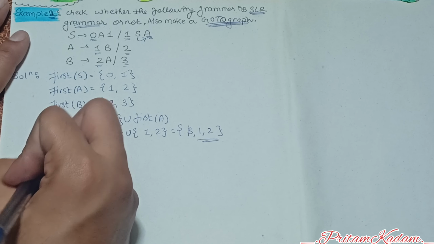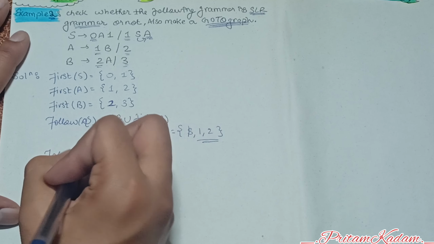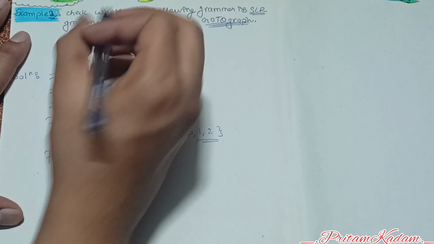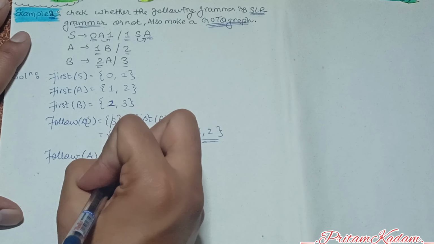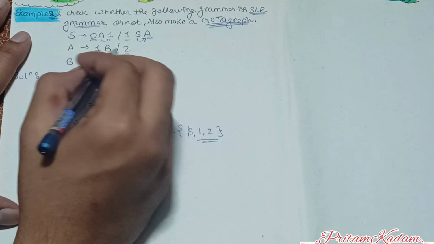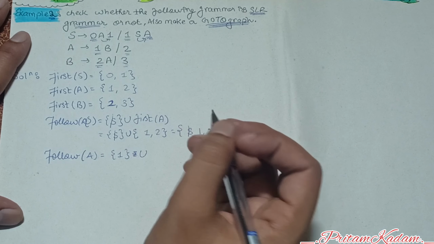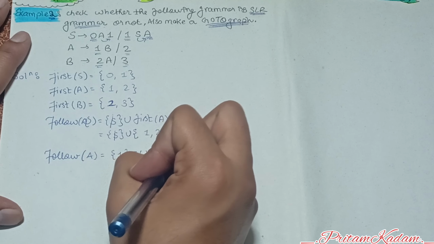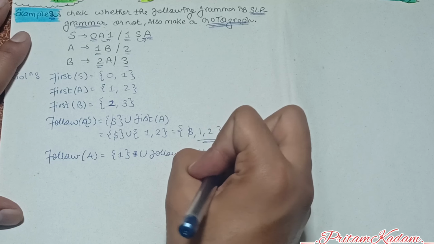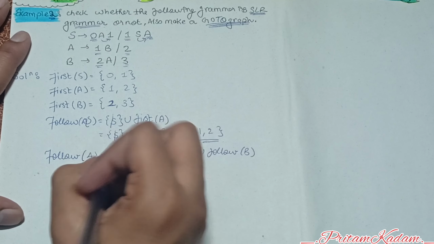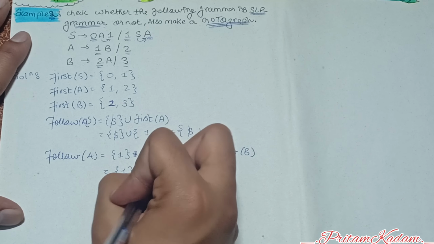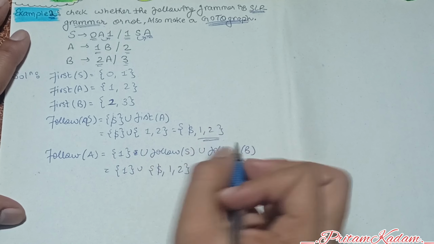Now let us find the Follow of A. In the first production itself, A is followed by 1, so we write 1, union. A in the second production of S is followed by nothing, so we write Follow of S in this. Then in the third production, B gives 2A, A is followed by nothing, so we go to the Follow of B. So 1 union the Follow of S, that is {$, 1, 2}.